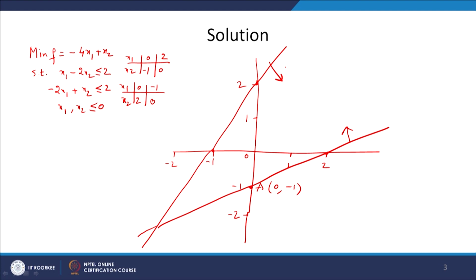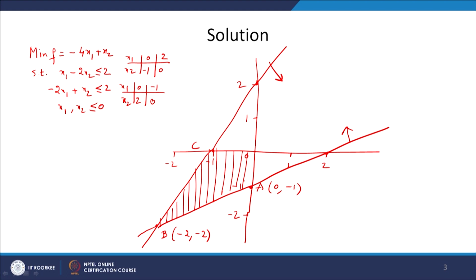Also, since x1 and x2 are less than or equal to 0, the feasible region looks as follows: A given by 0 comma minus 1, B given by minus 2 comma minus 2, and C, this point here. So, we have the feasible region as follows. Please note the special nature of this problem is that x1 and x2 have to be less than or equal to 0.